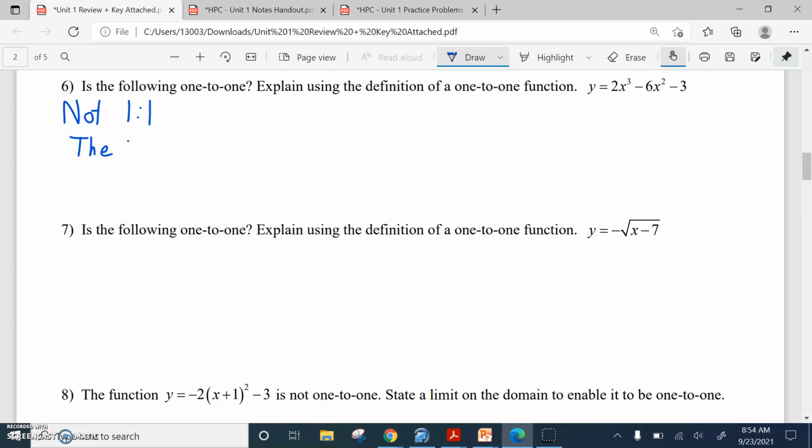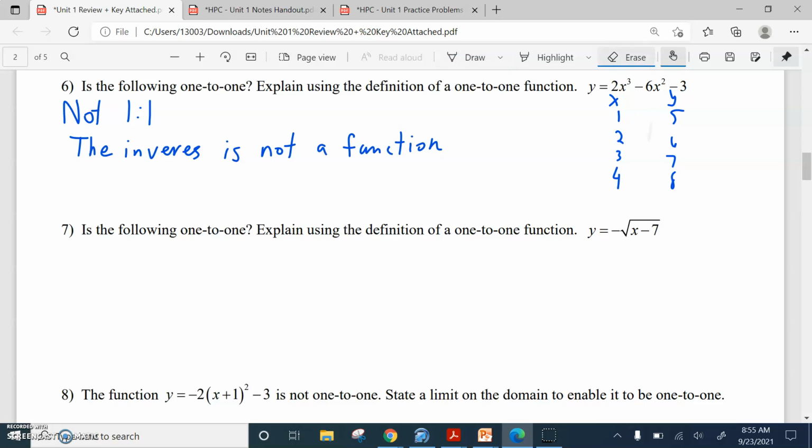Now, explain using the definition, the answer for that, there's a couple ways you can write that. You can say the inverse is not a function. Because remember, in order for a relation to be a function, you must have exactly one output for every input. So we have inputs, x's, and y's. In order for a relation to be a function, we can't say 1 goes to 5 and 1 goes to 6. That doesn't work. Okay?